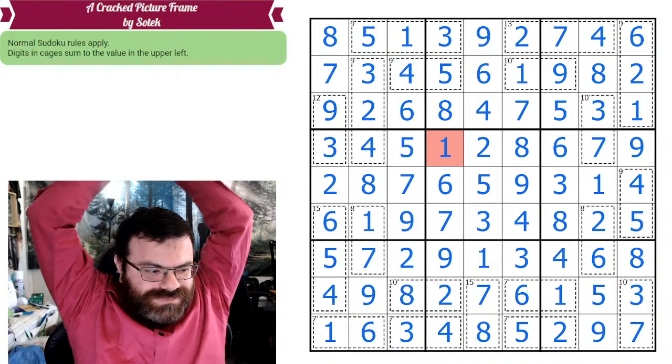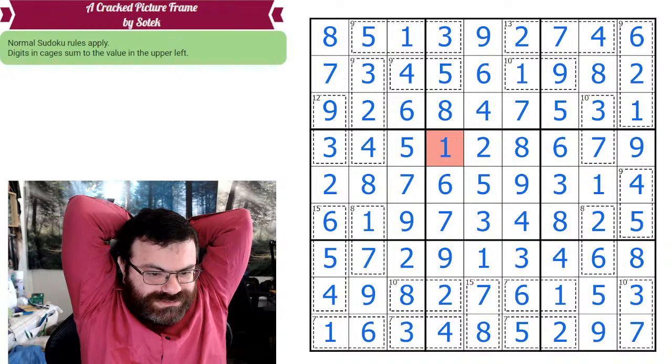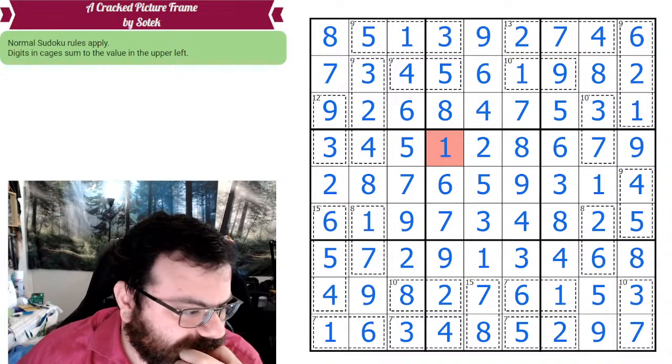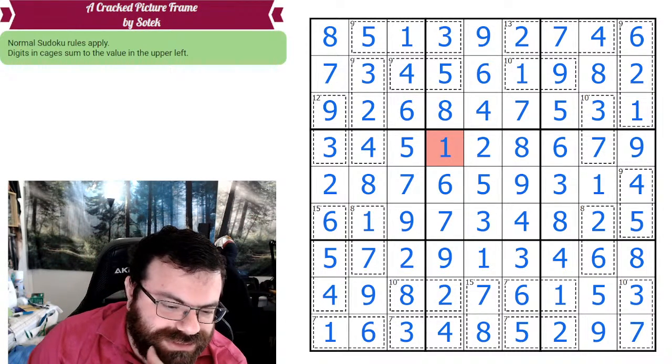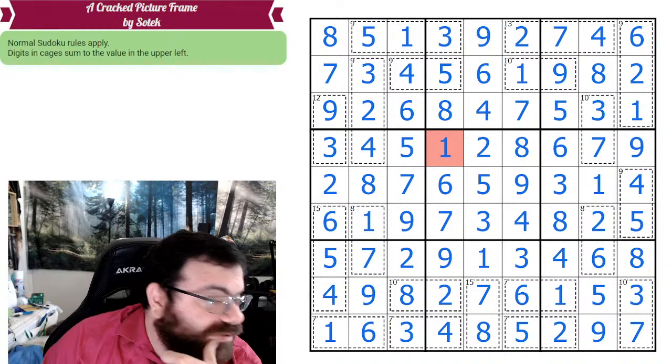Nice puzzle, Sotek. I'm sorry I didn't do quite your intended way of lows and highs, but I'm glad you like to solve anyway. Yes, good difficulty as well. All right, we're moving on.